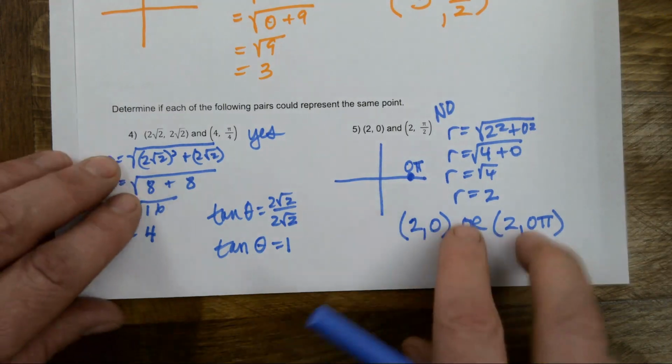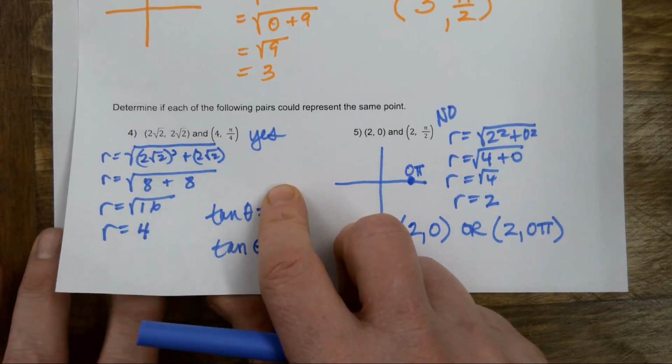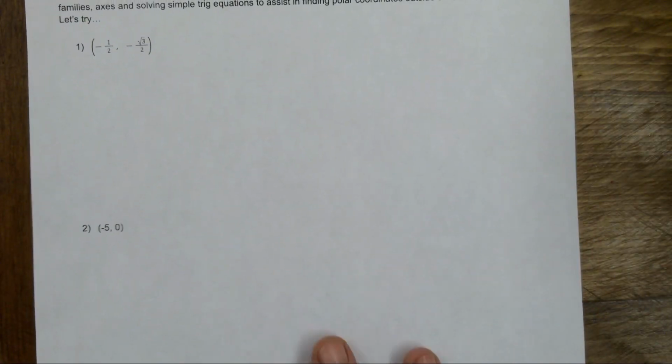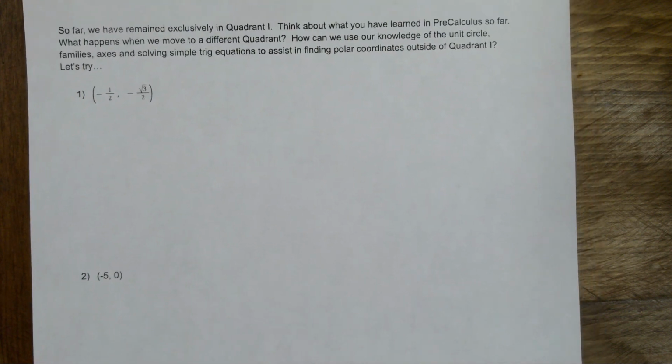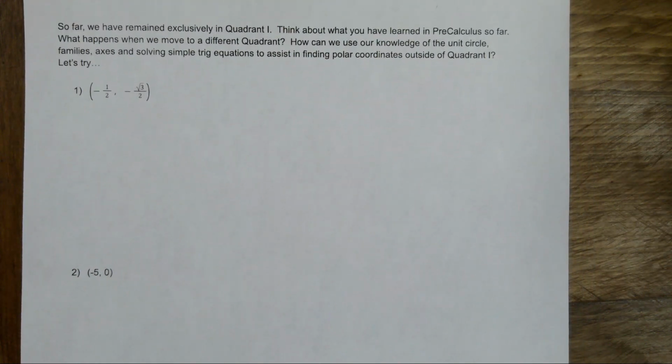All right? So far we've done all first quadrant, so let's put our hand at some other quadrants, and again, kind of go through the same thing, all right?